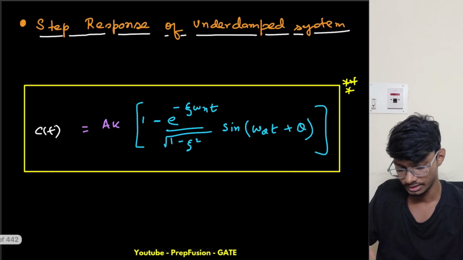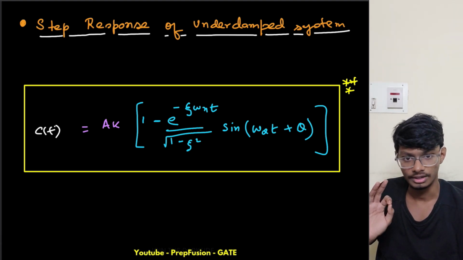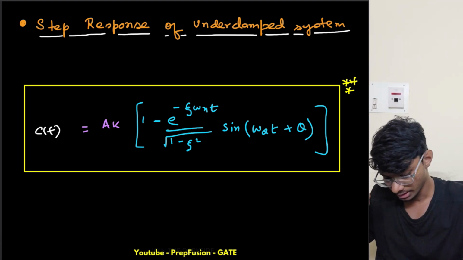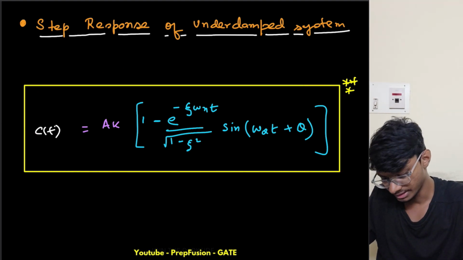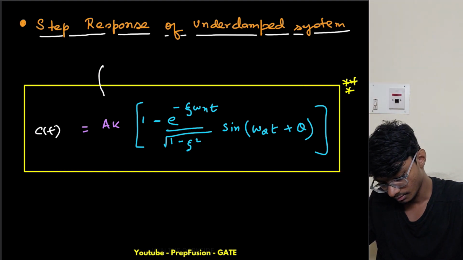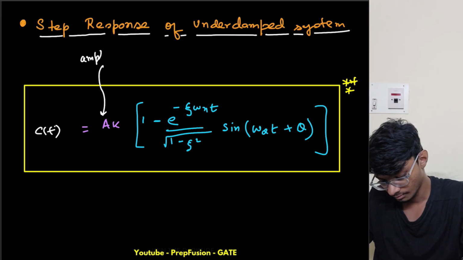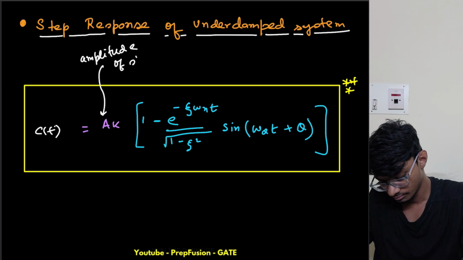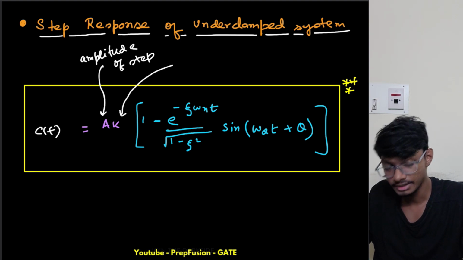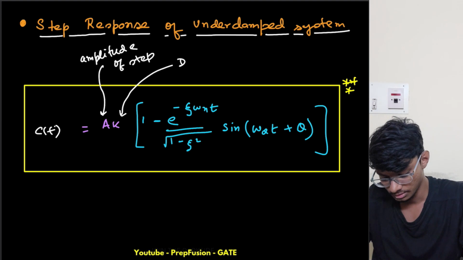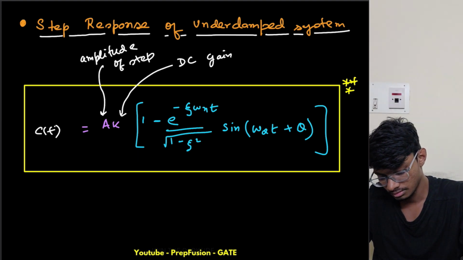Now let's go for the next topic, that is the step response of an undamped system. For the step response, here I have taken a generalized case where A is the amplitude of the step, and K is basically the DC gain of the system.